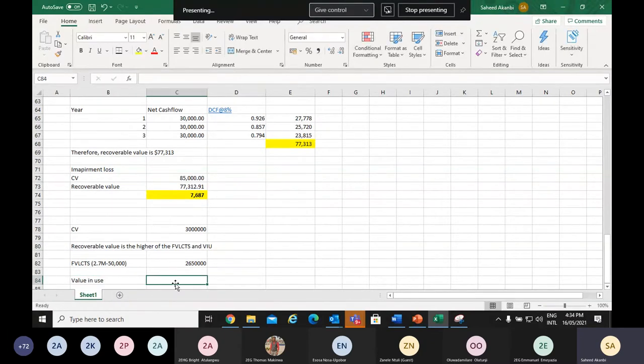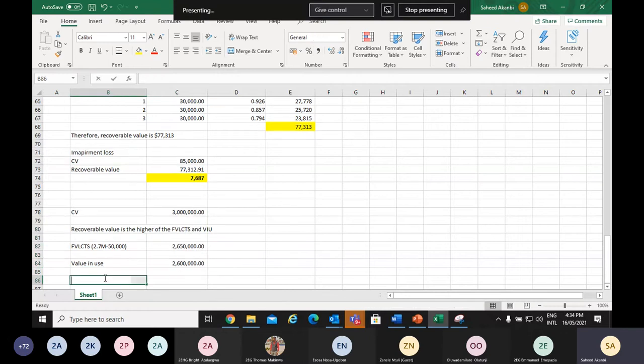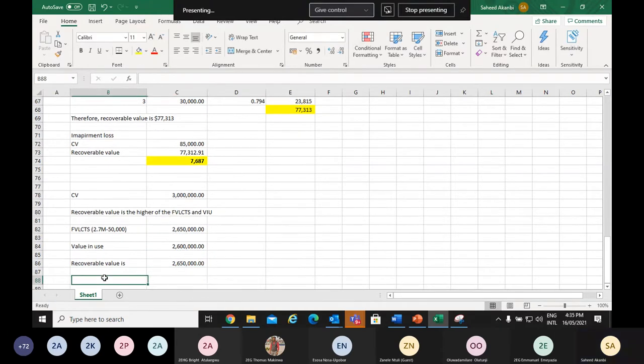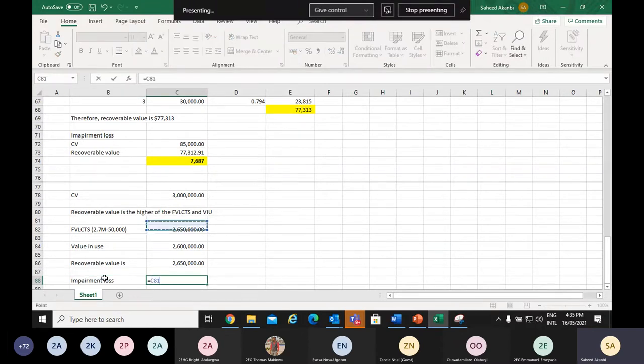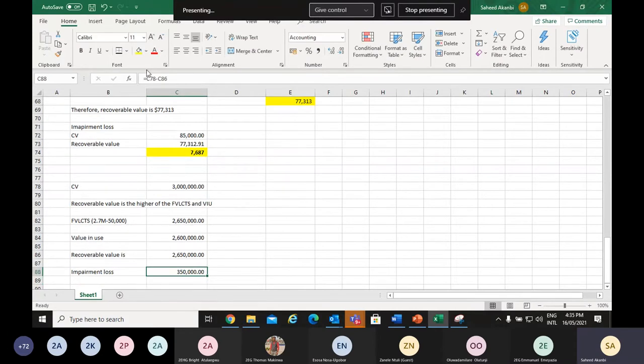Value in use in this question is 2,600,000. So automatically, that means my recoverable value is the higher, which is 2.650. Impairment loss is the difference between the 3 million minus 2.650, which is 350, and that's all.